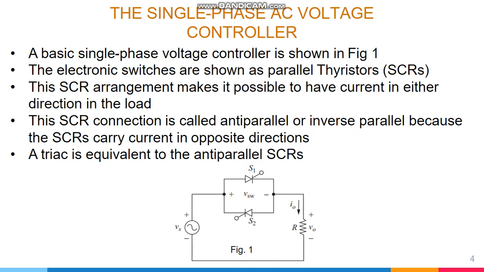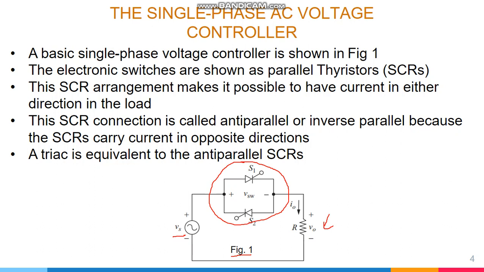Now, the single phase AC voltage controller. A basic single phase voltage controller is shown in this figure 1, where you can see that we have a sinusoidal source voltage Vs, two anti-parallel switches S1 and S2, these are thyristor switches, and some load. This type of arrangement makes it possible to have current in either direction of the load.